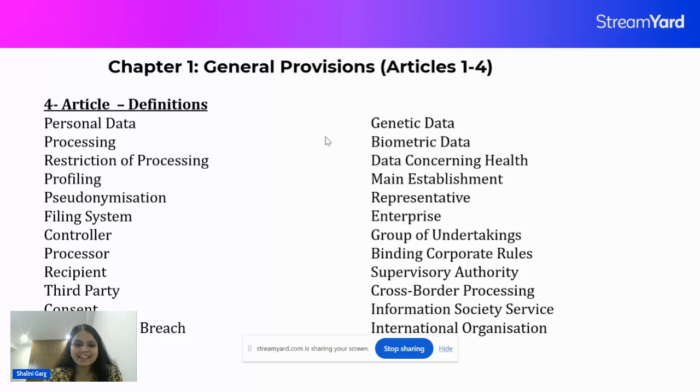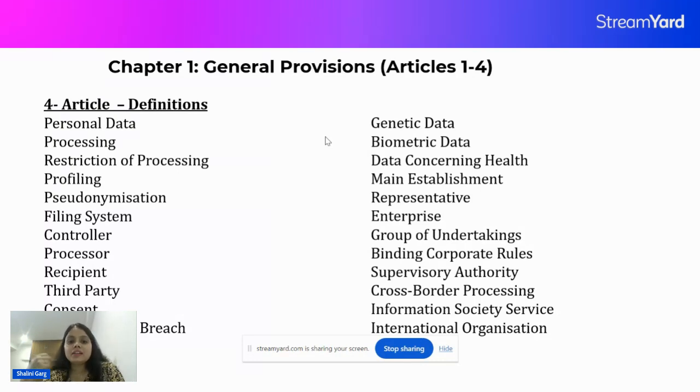Recipient. Now, these definitions are really easy, so I'm moving a little fast. Please understand that. Recipient is an entity receiving personal data, excluding public authorities for specific inquiries. Third party means an entity authorized to process personal data other than the data subject, controller, and processor. So look, controller, processor, and data subject are the three parties. Other than that are the third parties.